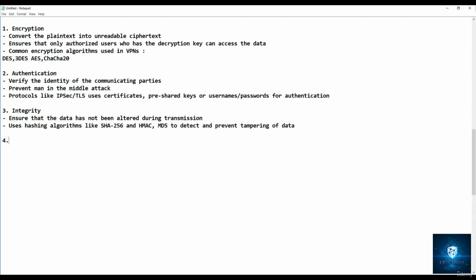The fourth step in cryptography in the VPN setup process is key exchange, right? It securely exchanges the cryptographic keys over a public network.